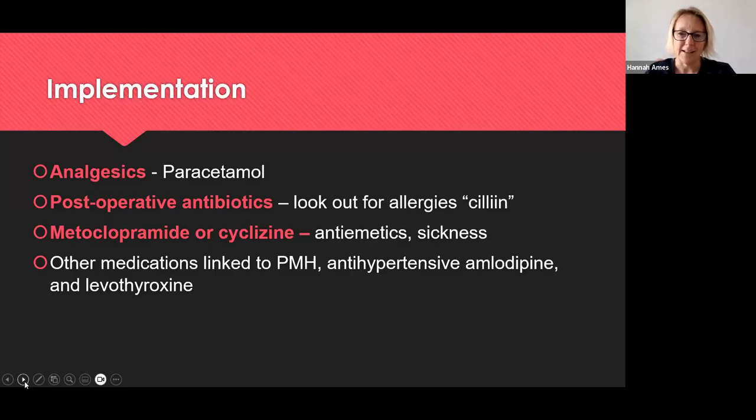We might have some antiemetics post-surgery as well, so your metoclopramide and your cyclizine. Again, look out for those on your as required. And there will be other medications depending on the past medical history of the patient in your APIE scenario. So common things such as your antihypertensives, amlodipine, sometimes levothyroxine. So just be aware and vigilant of those normal medications depending on the patient's past medical history.